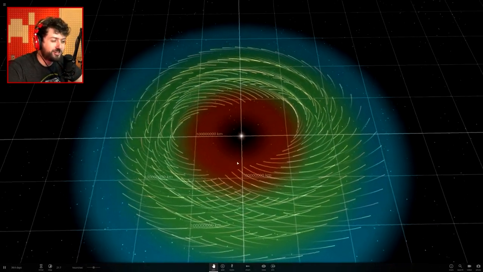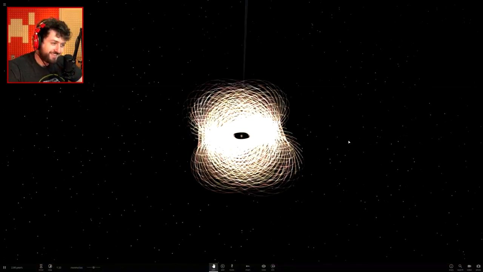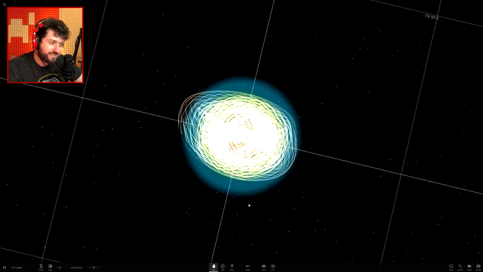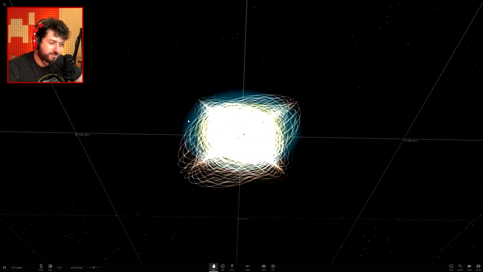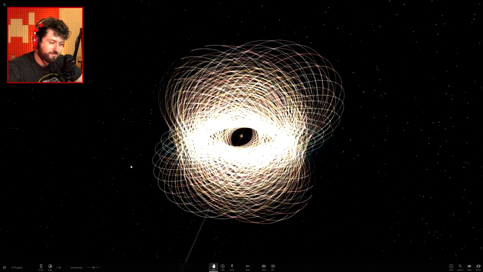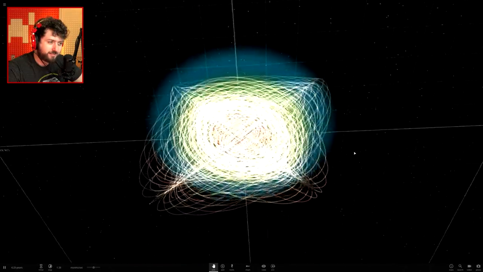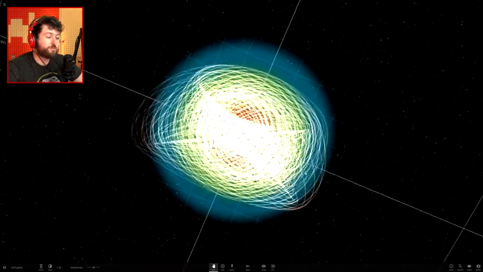We'll try a 180 degree flip after this. Look at that, it's like a cylinder now. That's how you can describe it: this solar system has turned into a cylinder, a spiral cylinder. I don't know how else to describe it, but nothing's flung out. This experiment is a success.